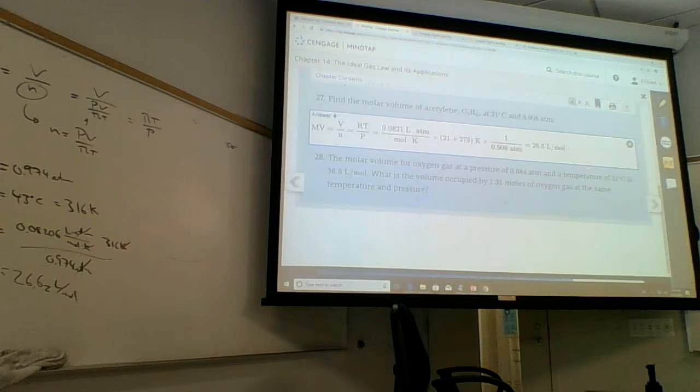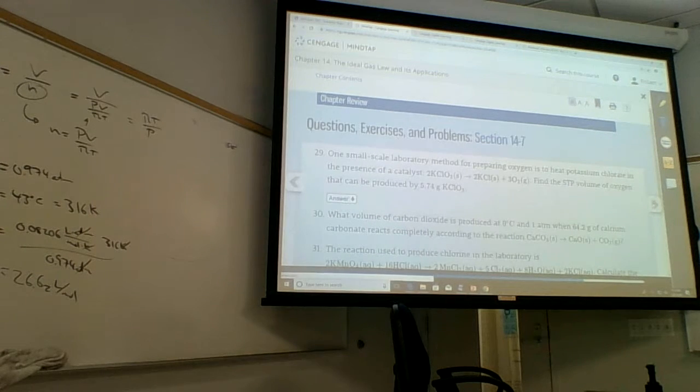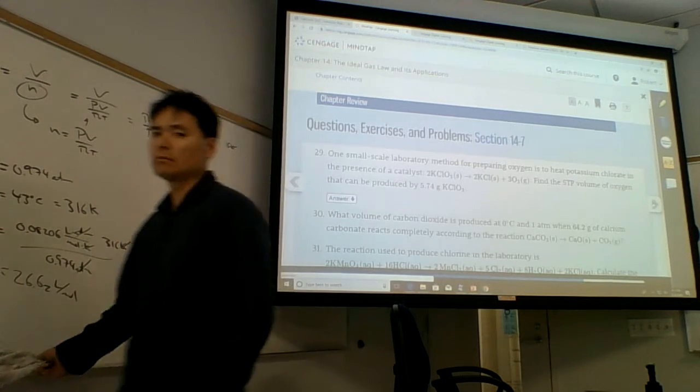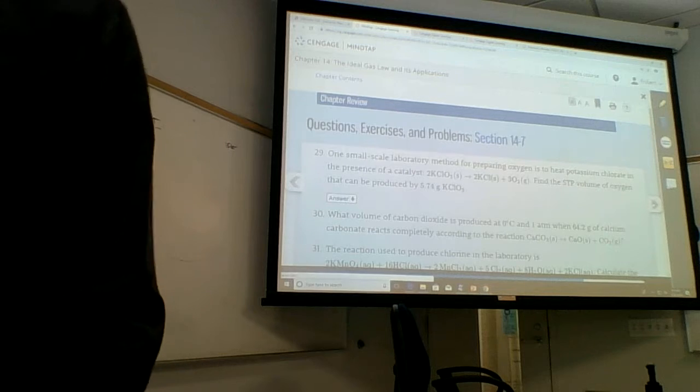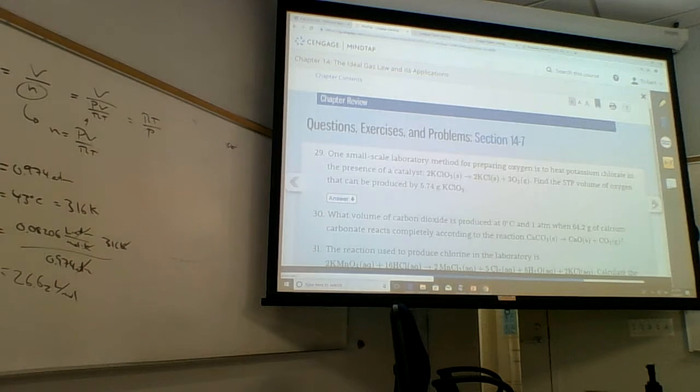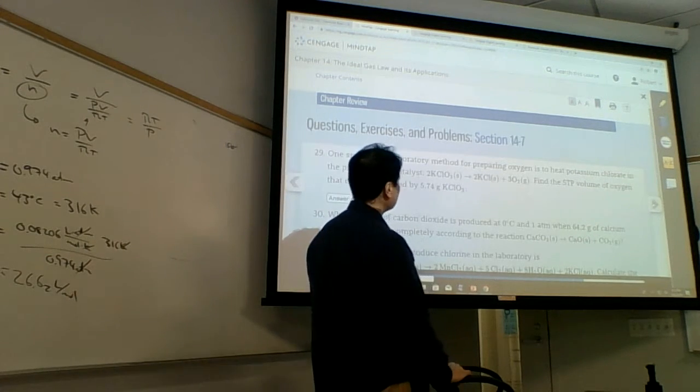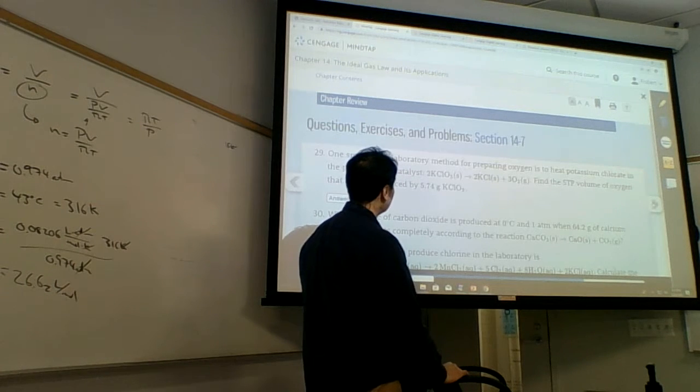This is how we're going to use molar volume. We're going to use molar volume in stoichiometry. Let's take a look at this first problem here. One small-scale laboratory method for preparing oxygen is to heat potassium chlorate in the presence of a catalyst. 2 KClO3.